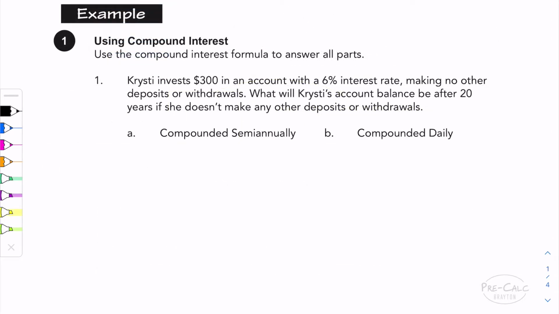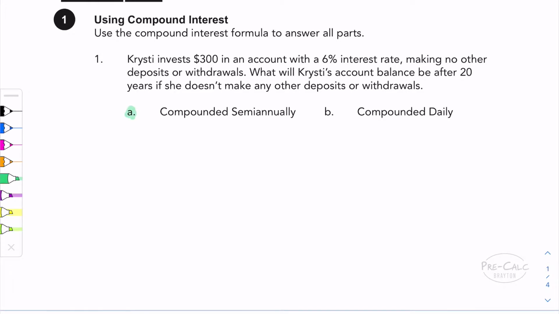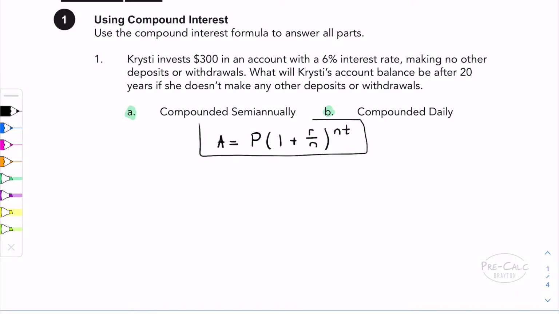Example 1 says that Christy invests $300 in an account with a 6% interest rate. Making no other deposits or withdrawals, what will Christy's account balance be after 20 years? So we're looking at two separate problems: compounded semi-annually and compounded daily. In either case, we're going to use the formula we went over above, which is A equals the principal amount multiplied by 1 plus the rate over the number of times compounded, raised to the power of the number of times compounded, times time.